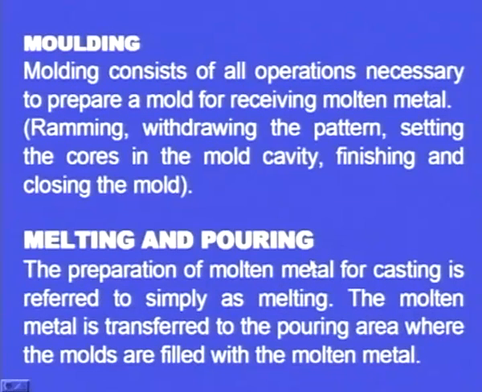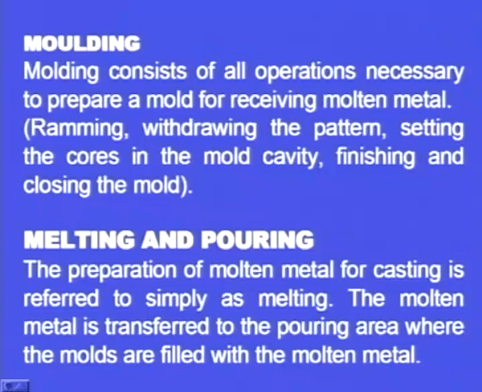Next one, molding. Molding, it is the process in which we compact the sand in the molding boxes around the pattern. Molding consists of all operations necessary to prepare a mold for receiving the molten metal. So, molding includes ramming, means compacting tightly. After compacting tightly, we have to withdraw the pattern and we have to set up the cores and finish the mold, and finally, we will close the mold.